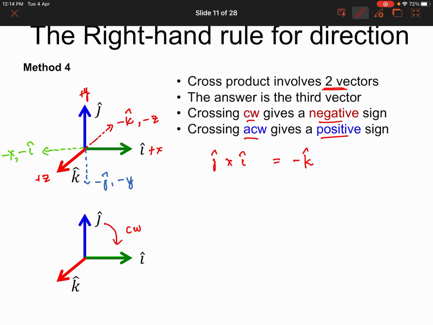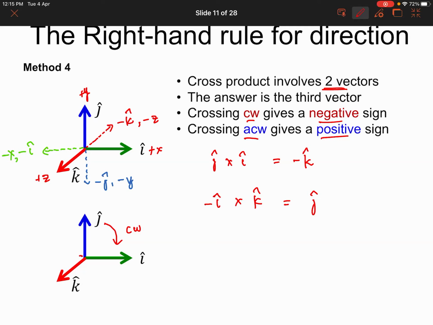Okay, if you want to cross, for example, minus I hat crossed with K hat. So you're using I hat and K hat as the cross product vectors. The answer will be J hat because it's the only unit vector that's not involved in the cross product.